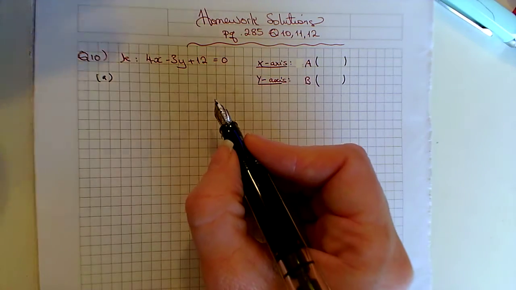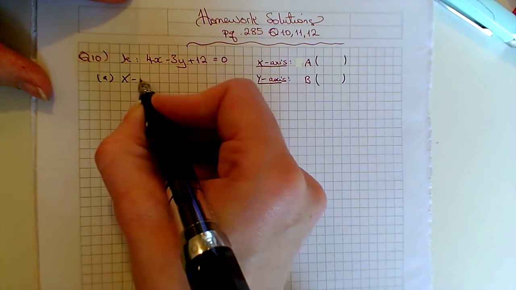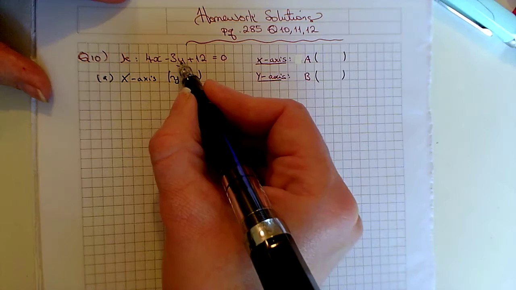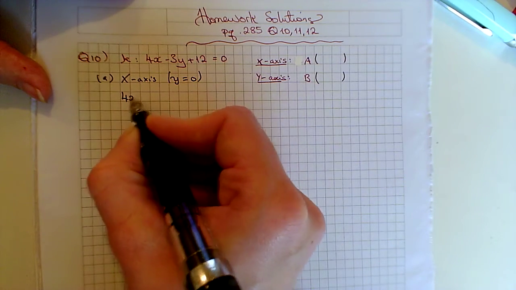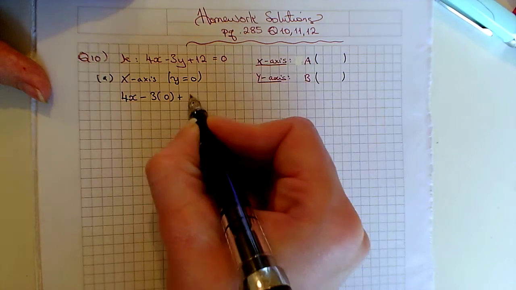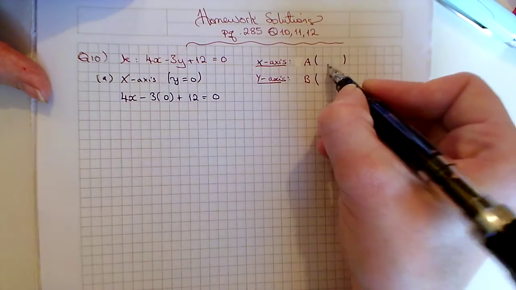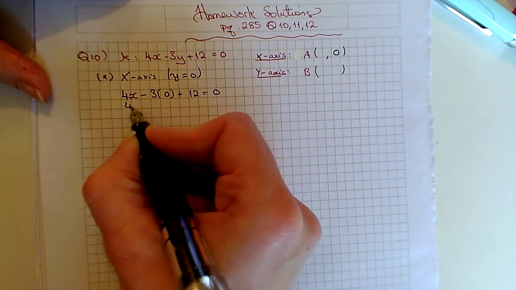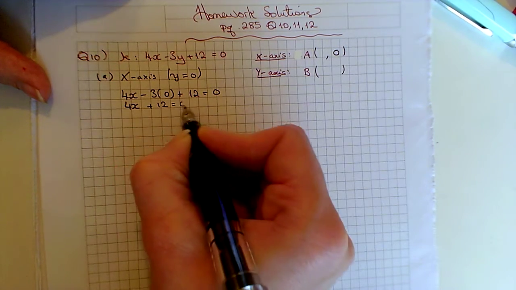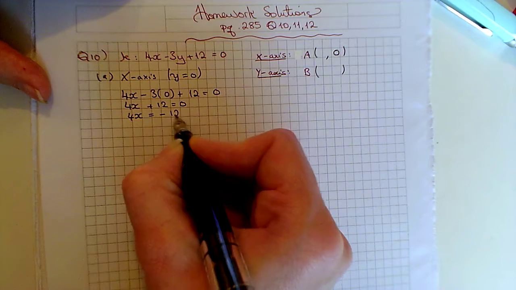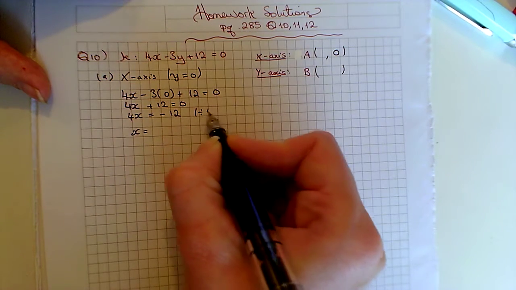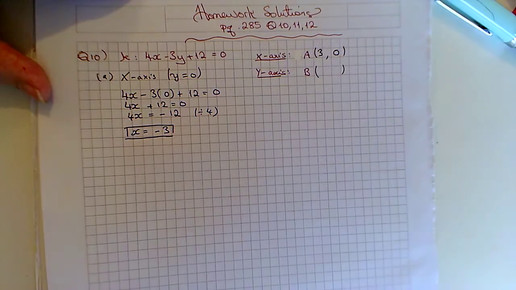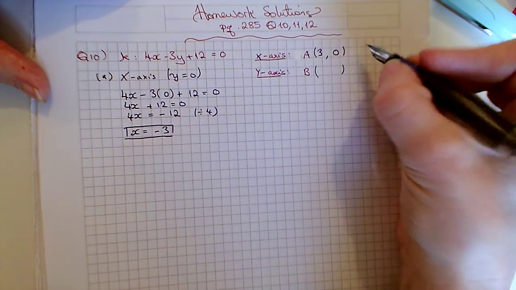So hopefully you remembered, but you might have forgotten, that all along the x-axis, y is equal to 0. So all I have to do is substitute 0 for y in my equation of the line and solve to find the x value there. So I get 4x plus 0 plus 12 is equal to 0. 4x is equal to negative 12, and so x is equal to, divide across by 4, negative 3. So that gives me my x-coordinate there, my x-intercept it's sometimes called as well.